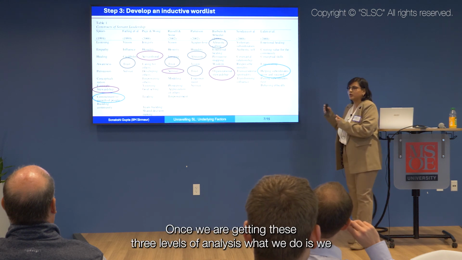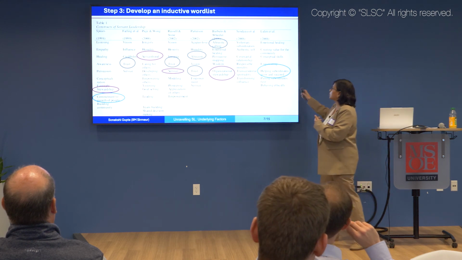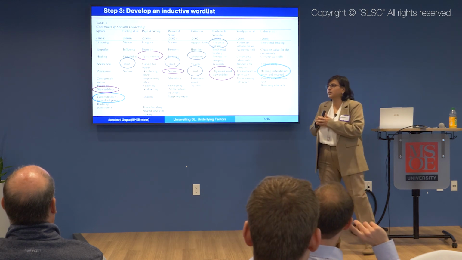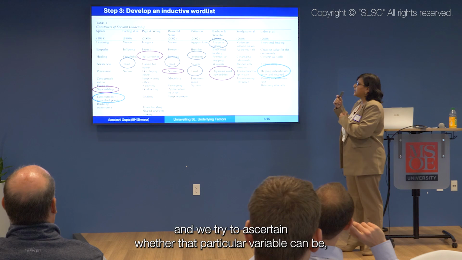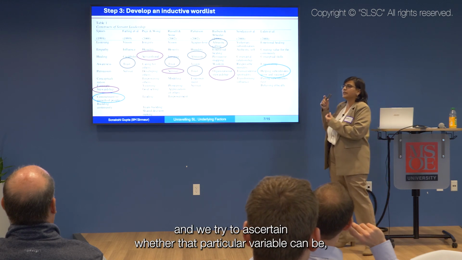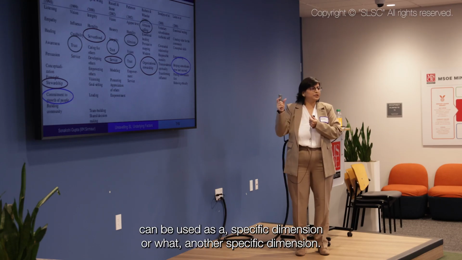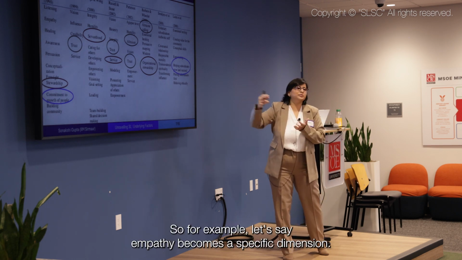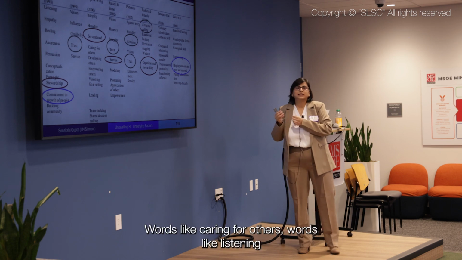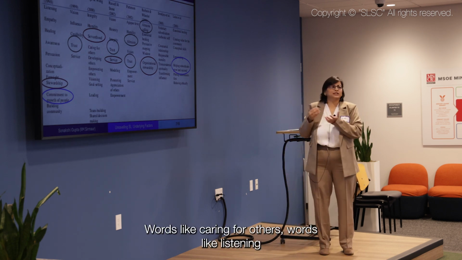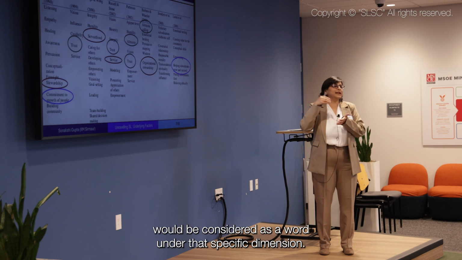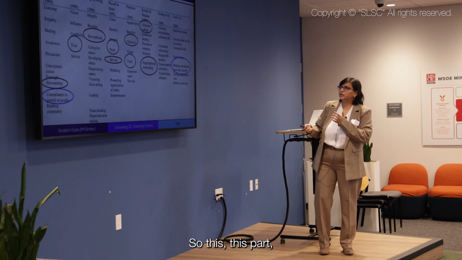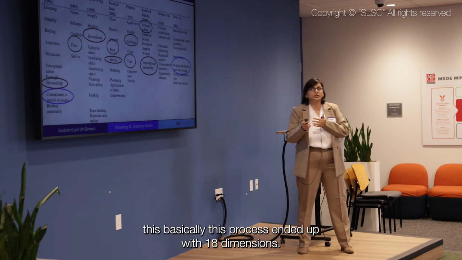Once we are done with these 3 levels of analysis, we analyze each and every variable for all the studies that we considered. So there were 17 conceptualizations, and we try to ascertain whether a particular variable can be used as a specific dimension or a word under a specific dimension. So for example, if empathy becomes a specific dimension, words like caring for others and words like listening could be considered as words under that dimension. Okay. So this process ended up with 18 dimensions.